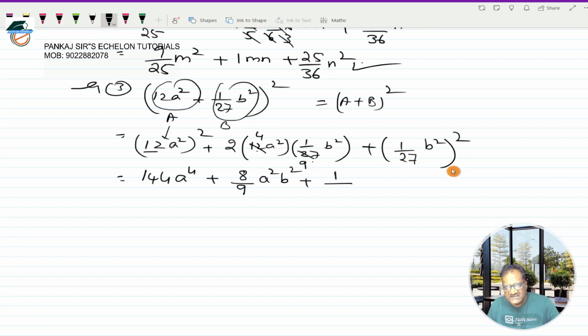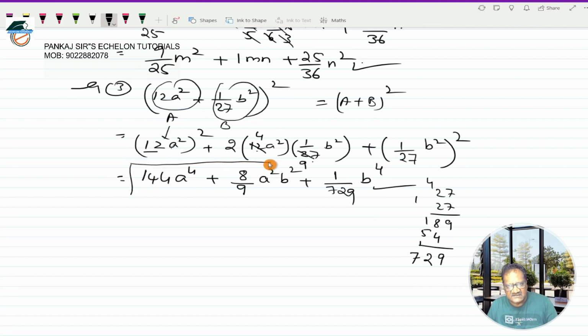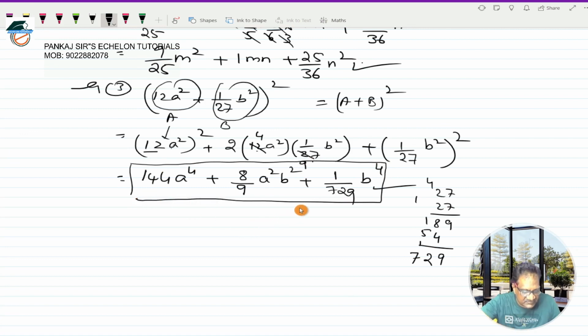27 into 27: 7 sevens are 49, 4 carried, 7 twos are 14, plus 4 is 18, and so on, giving 729. Okay, 27 square is 729, and you have this b square the whole square, so that will be b raised to 4. So this is the answer. Done. So that was example number 3.